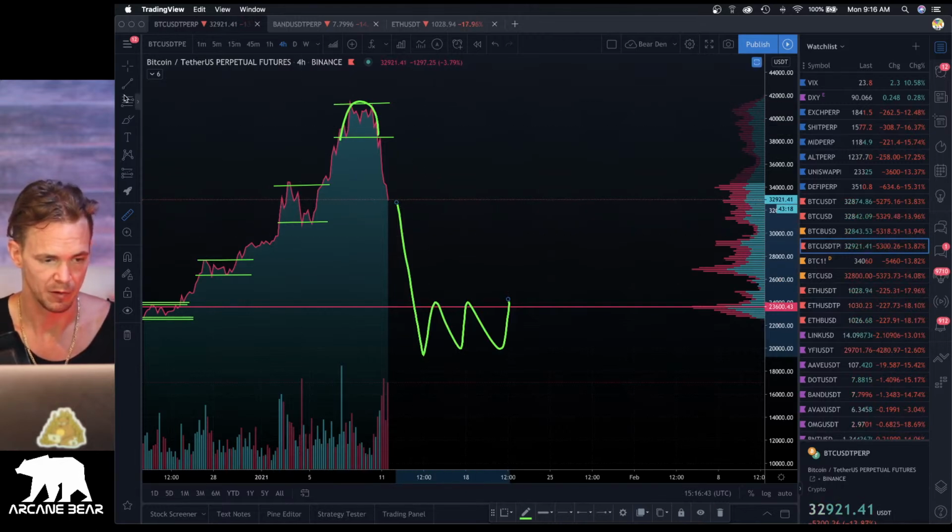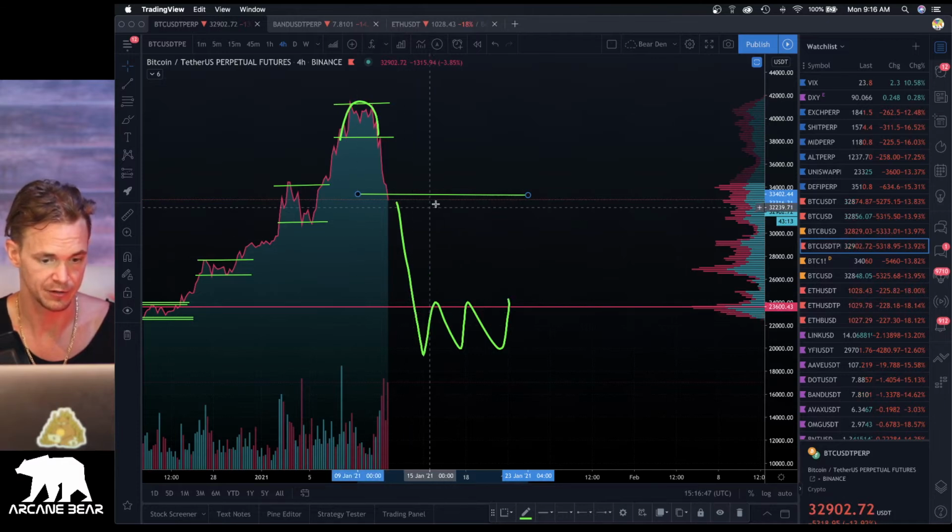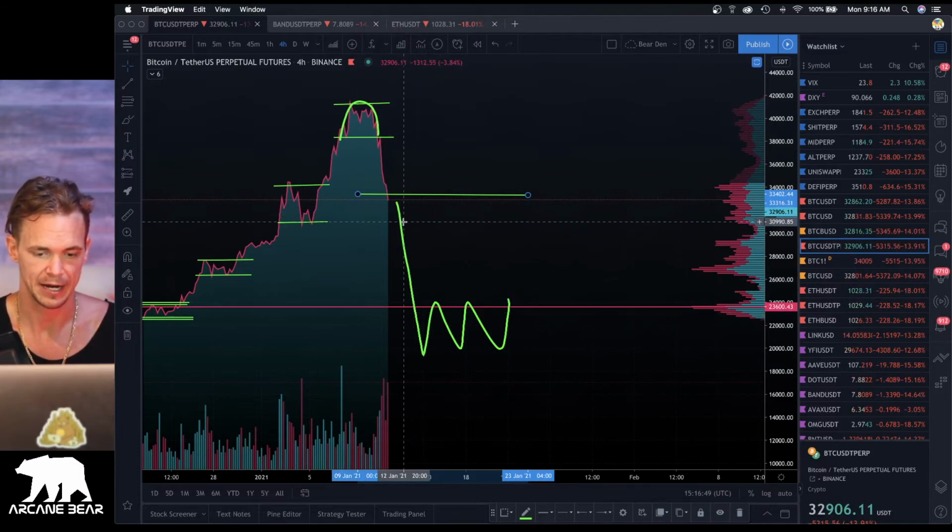Again, like I said, what we're going to want to do is look for horizontal trading ranges to start to form. That's going to be a clear indicator of where the bottom is, and nothing else.